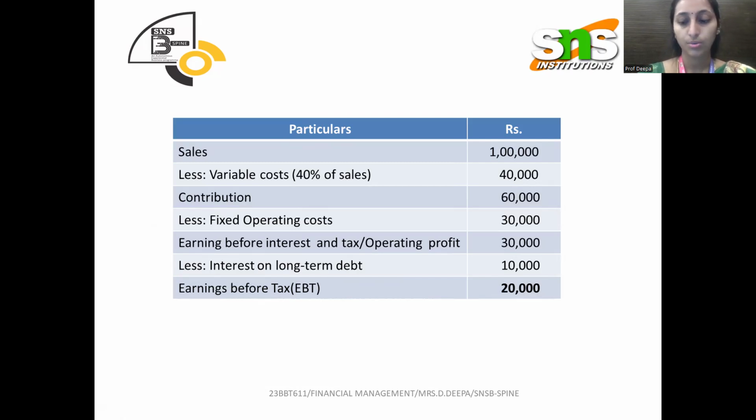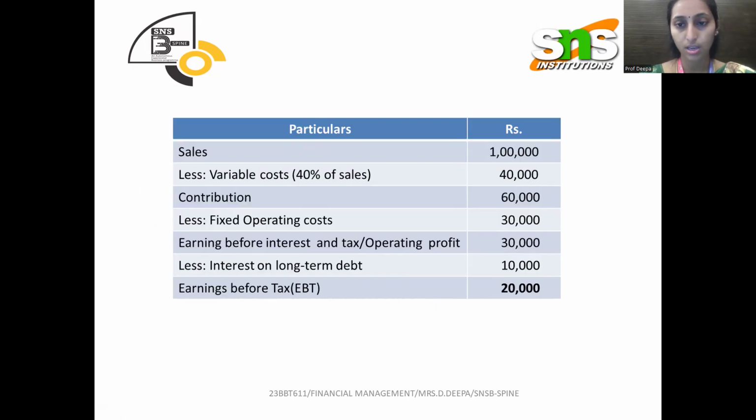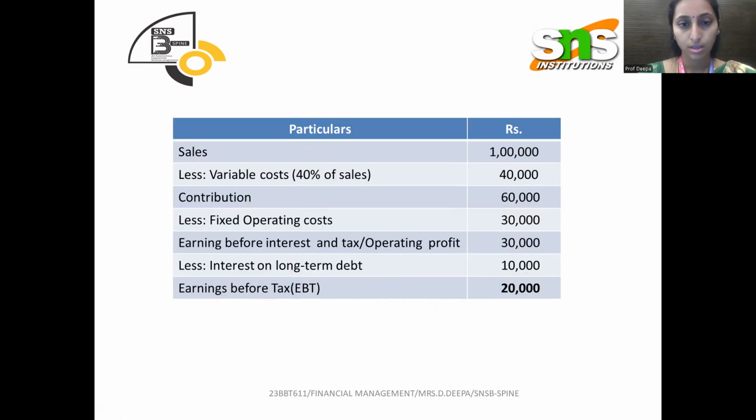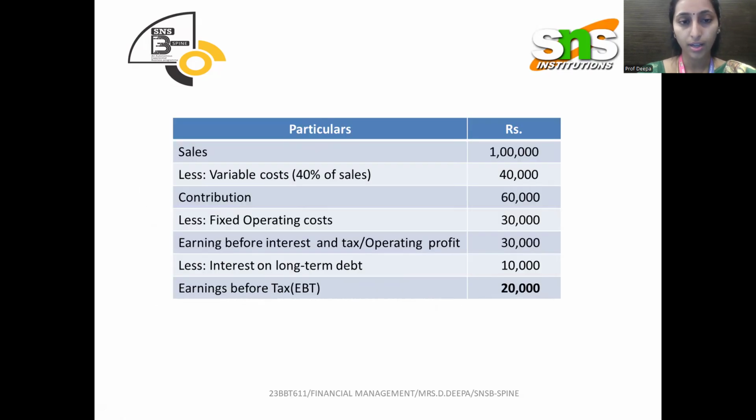Okay. So sales is given in our question as 1 lakh rupees. From the sales, we should reduce variable cost. That is the pro forma, right? It is 40% of sales, as given there. So 40% of 1 lakh is 40,000, the variable cost. And that gives contribution, which is 60,000: 1 lakh minus 40.